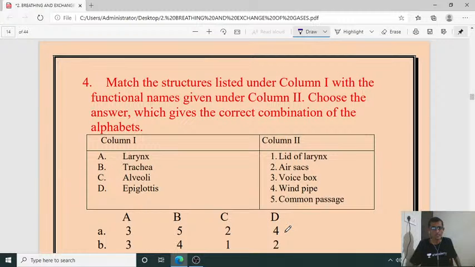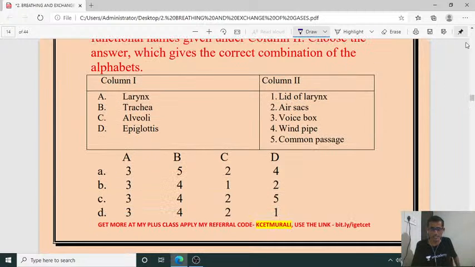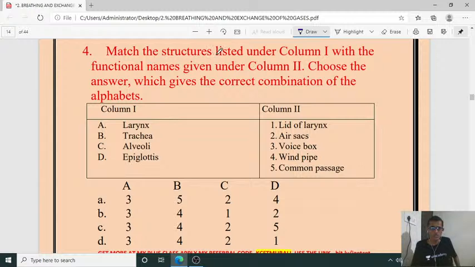Next, match the following. Under the human respiratory system, here I have given the structures in column 1 and the functional names in column 2. What is the correct answer for the fourth one? Larynx, it is the voice box, isn't it? And trachea, it is the windpipe. Then alveoli, air sacs, and D, epiglottis. What is epiglottis? Lid of the larynx, common passage. Which is the right one?